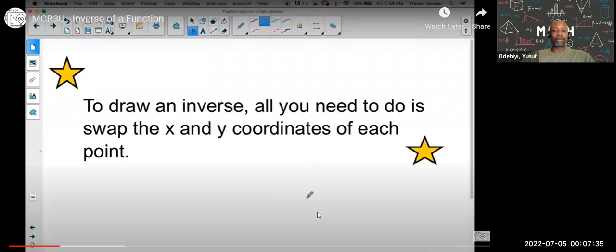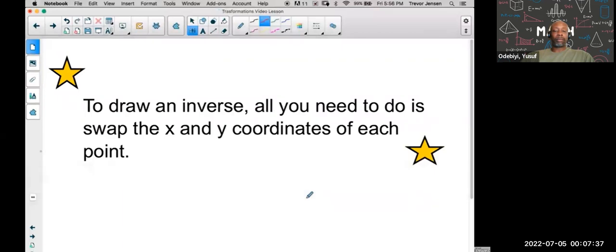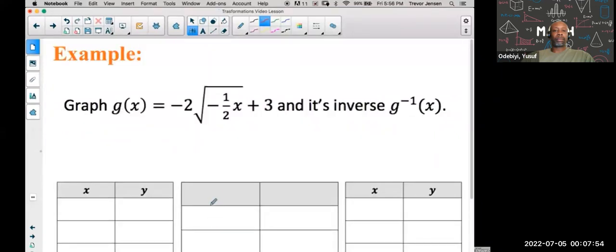If we're actually going to draw the inverse of a function, all we need to do is have the points for the original function and then swap the x's and y's with each other, and then we can plot those, and we have the graph of the inverse of the function, and it's going to look like it's just been reflected diagonally across the line y equals x.